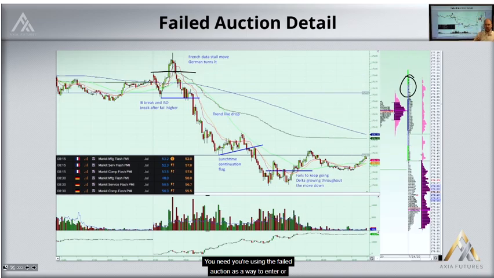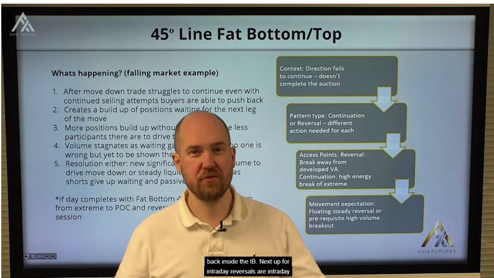You're using the failed auction as a way to enter or enhance the possibility of a different move happening, the counter-directional move happening, rather than just simply as a way of getting short when it comes back inside the IB. Next up, for intraday reversals, or intraday patterns in fact.